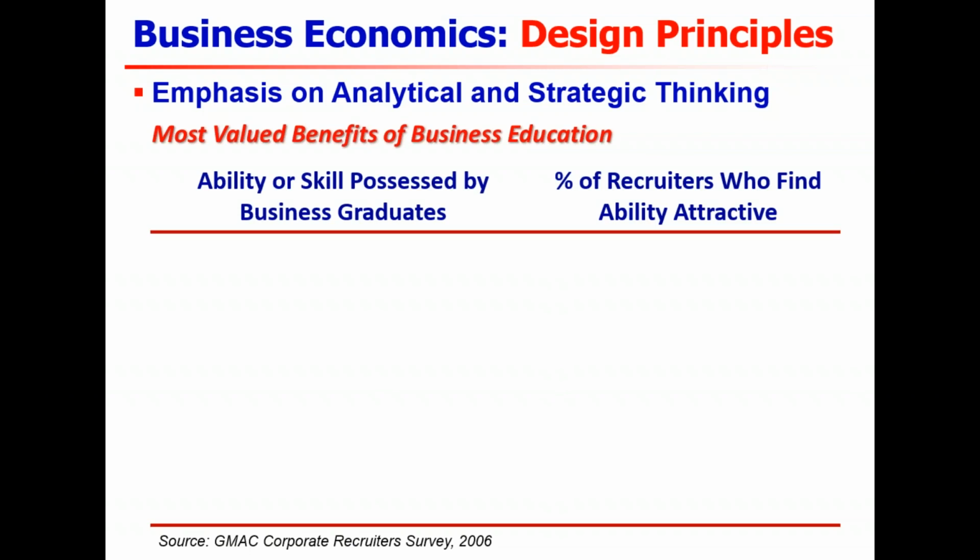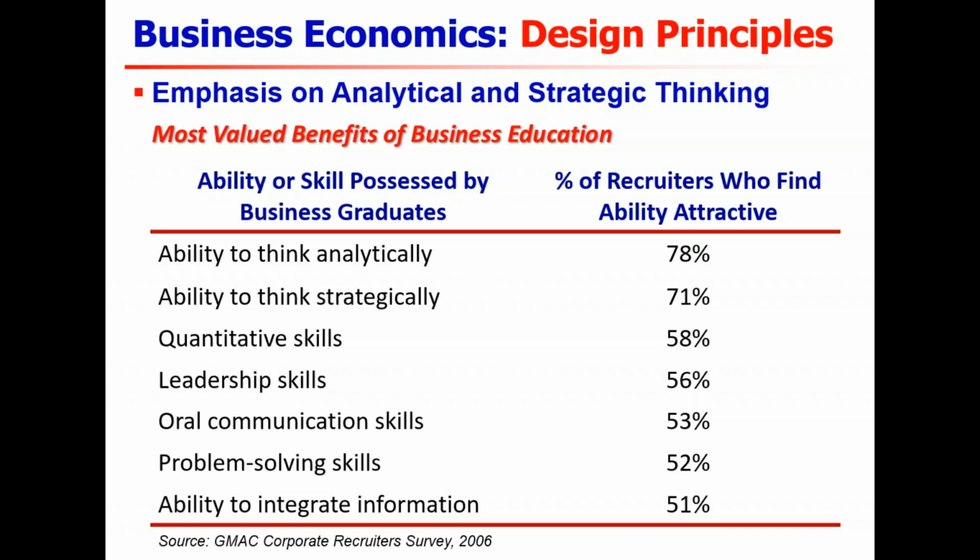A survey was done among hundreds of people who recruit business graduates. I think there's a list of about 40 different abilities or skills that business graduates might ostensibly possess, and they were asked which of these they actually find attractive. Surprisingly, there were only 7 characteristics that a majority of recruiters found attractive among business graduates, and these are the 7 characteristics.